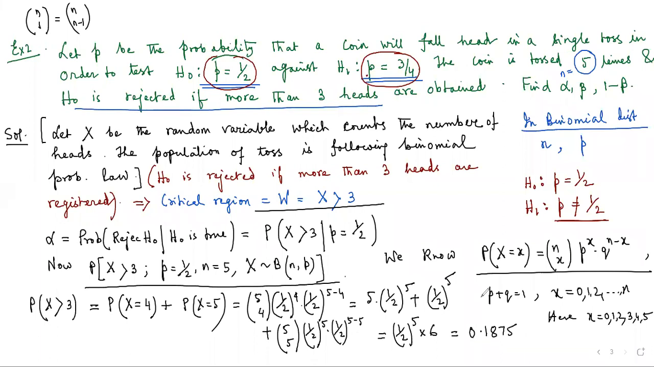So we have found what this probability of X greater than 3 is. That is our size of the test, that is alpha. So we have calculated the probability of type 1 error.